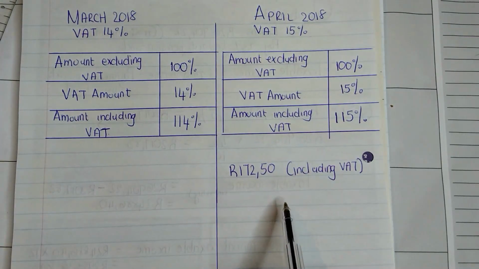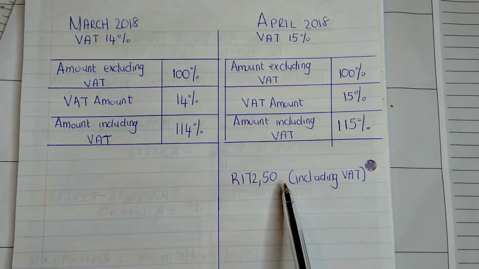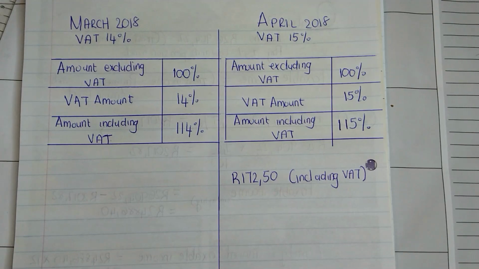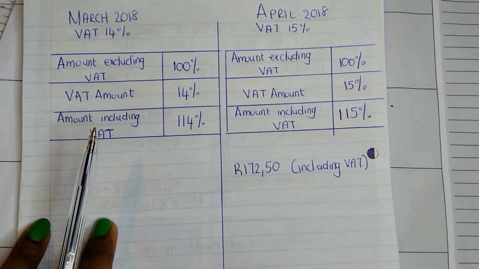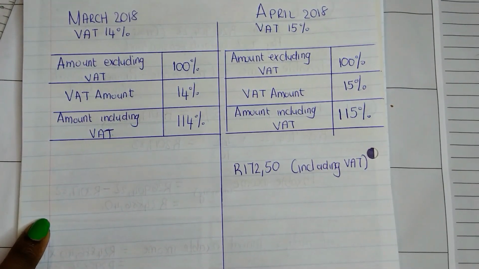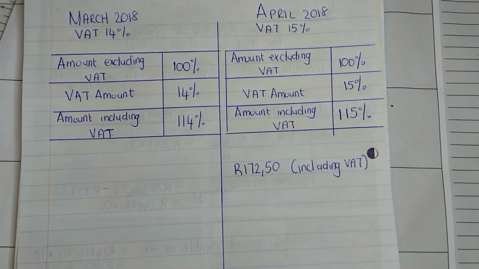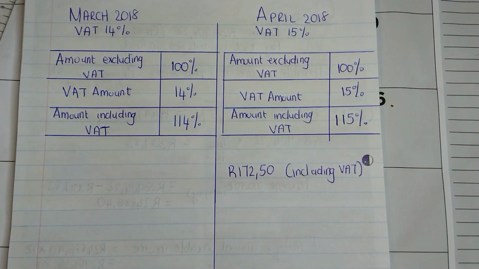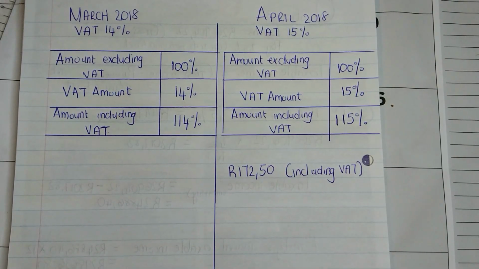excluding the VAT, right? So we need to remove this VAT amount from this item. Once we've removed the VAT amount, we'll have the price for that item without the VAT. And then from there, we can take it to the month of March, and calculate how much that item would be if we include that VAT. So when you're dealing with these questions, you need to think of what do we want? What do we have?